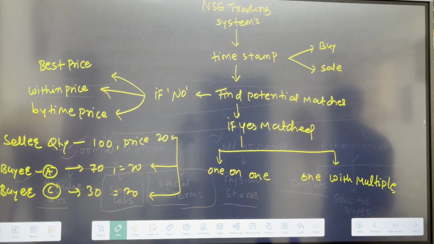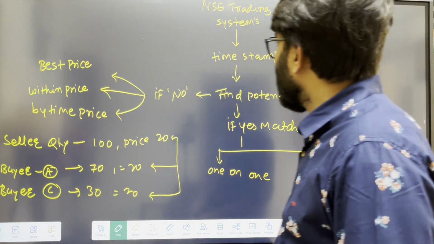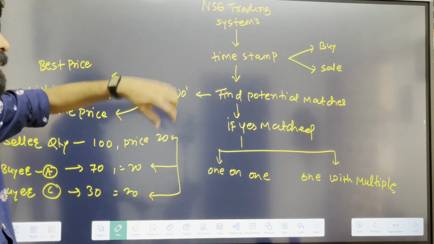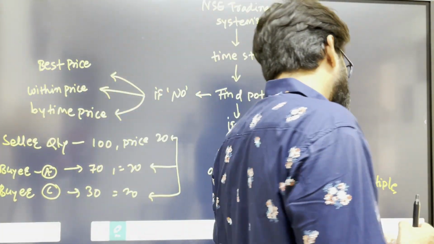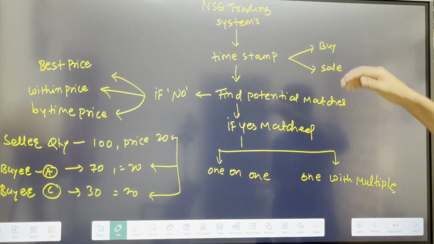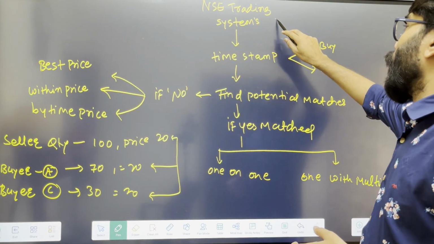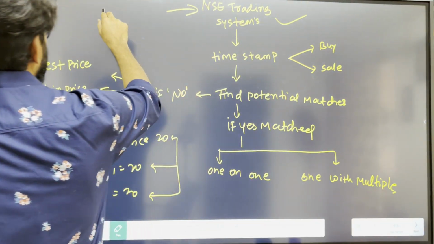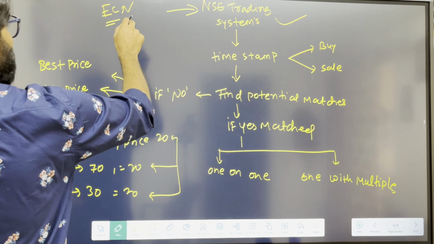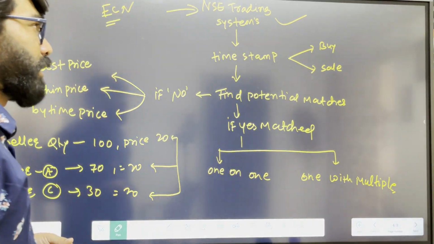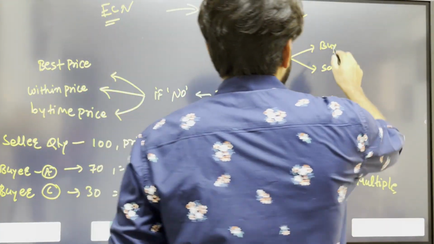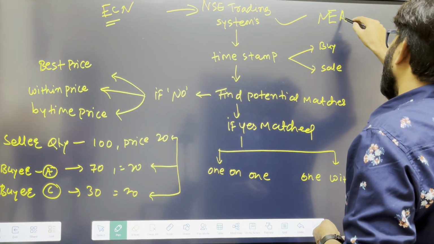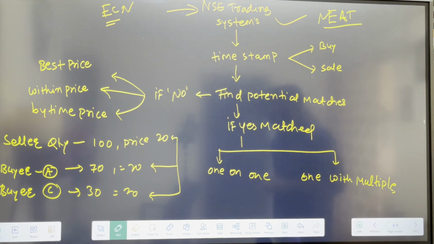Okay, so I'll take you ahead and see what we have. Again, let's say I talk about the NSE trading system. Now you got the idea about how an order is received in a trading system. When we talk about a trading system, I'm talking about ECN, Electronic Communication Network, and I'm talking about NEAT as well, an automated system or trading platform.